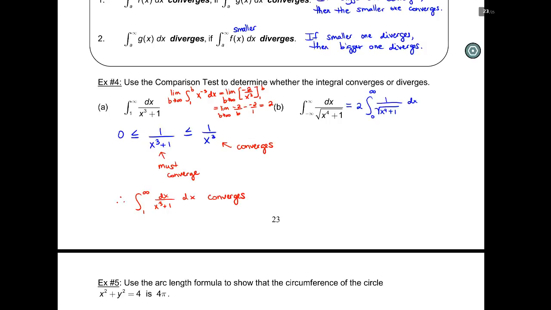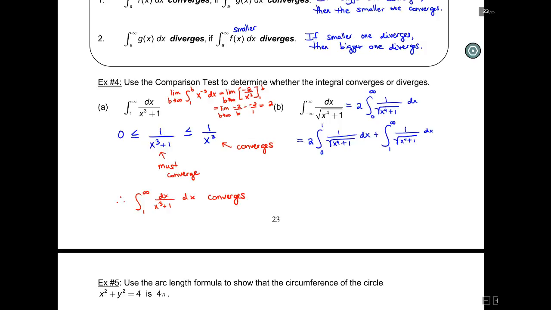So in this particular one, we're actually going to split this up because at 0, it's not going to work. So we're going to rewrite this as 2 times the integral from 0 to 1 of 1 over the square root of x to the 4th plus 1 dx, and then we're going to add the integral from 1 to infinity of 1 over the square root of x to the 4th plus 1 dx. So really this is all we need to look at.